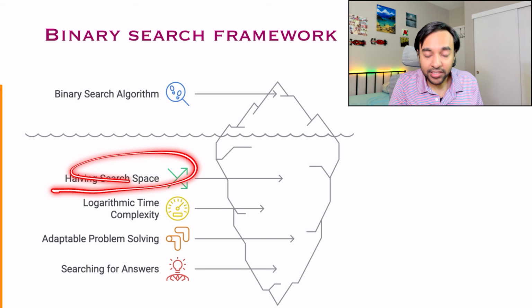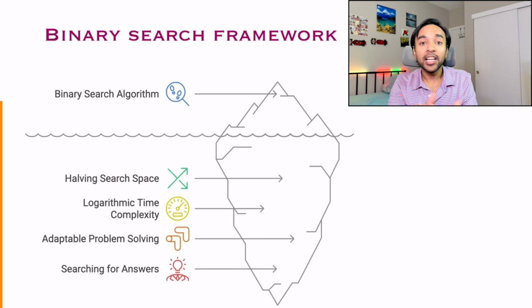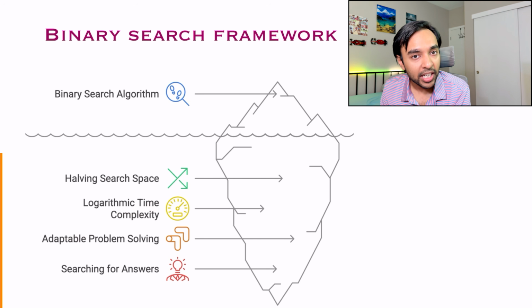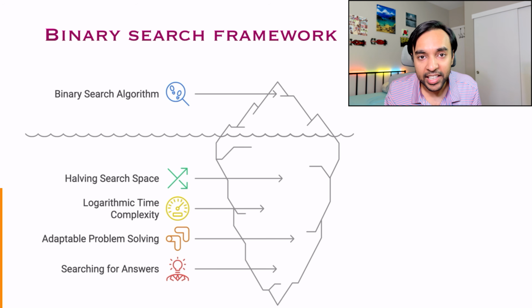At each instance, you just halve the search space. That will greatly help you with your very huge data sets. And that is why you have logarithmic time complexity. That is the best time complexity you can practically have.